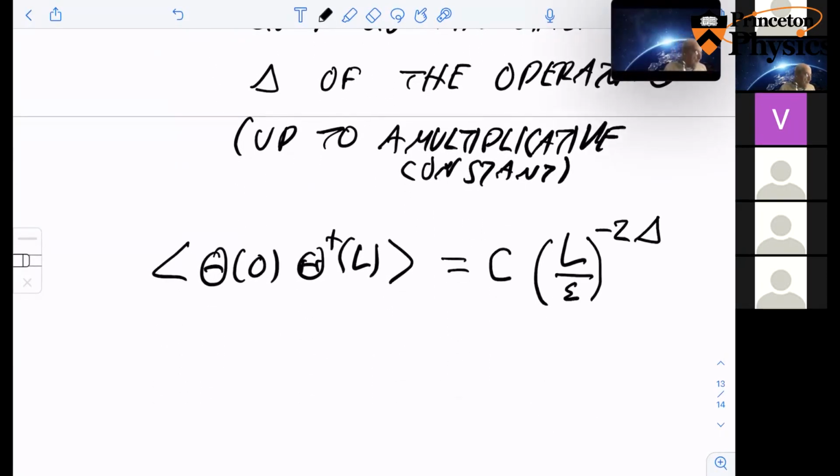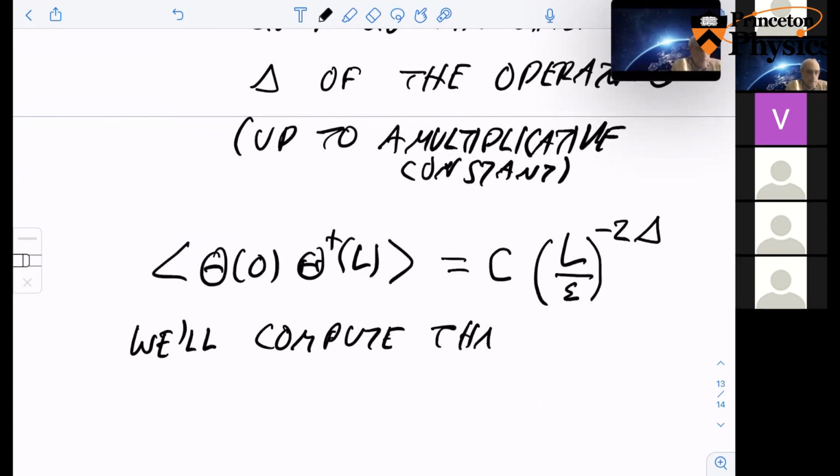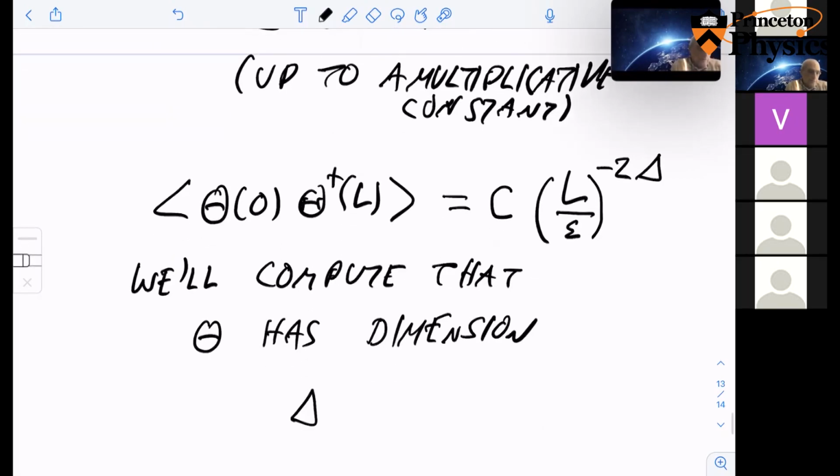Now, in a moment, we'll compute that theta has dimension delta equals c over 12 times (n minus 1 over n). c is called the central charge of the CFT.